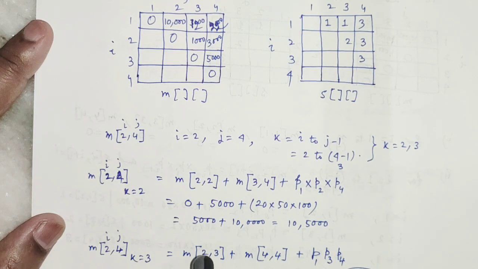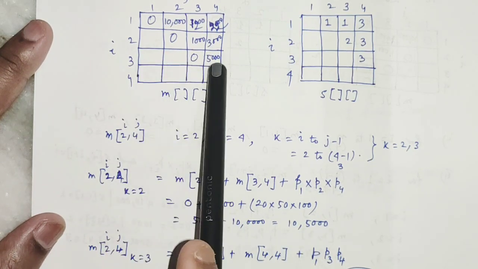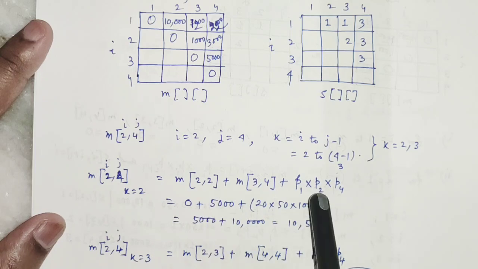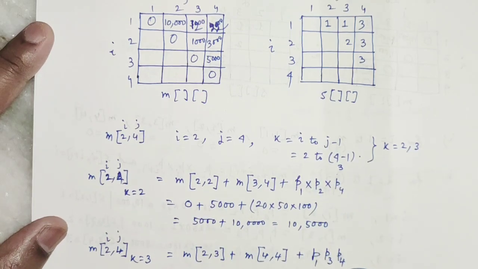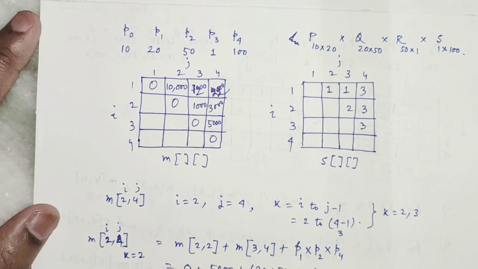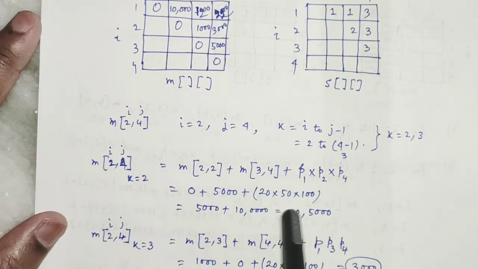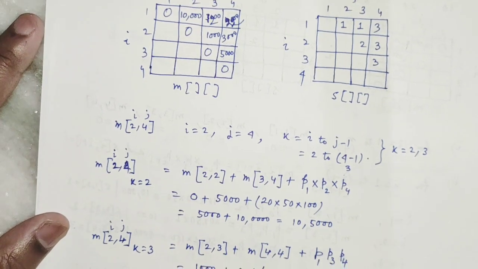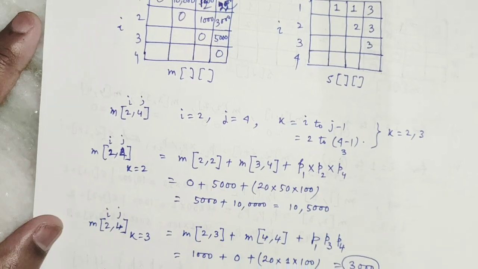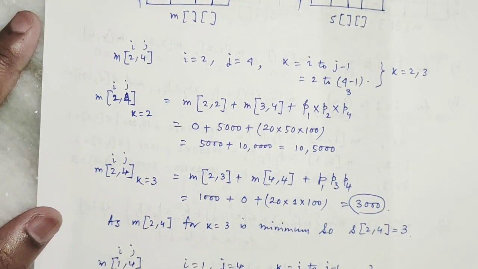So m of 2 2 is 0 from the table already calculated. m of 3 4 you have already calculated, that was 5000, plus p1 into p2 into p4. p1 is 20, p2 is 50 and p4 is 100. Multiplying these three, we finally get the value 105000. A big value. There is no chance of it being the minimum as per the data.